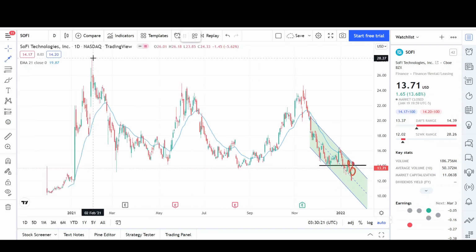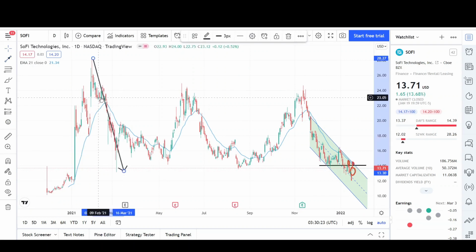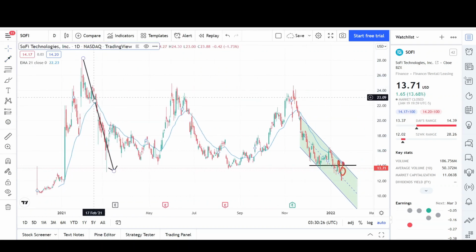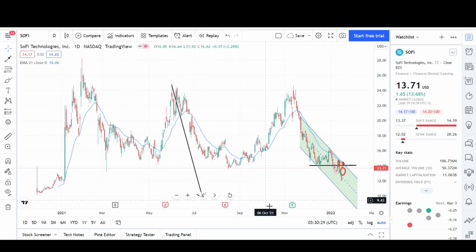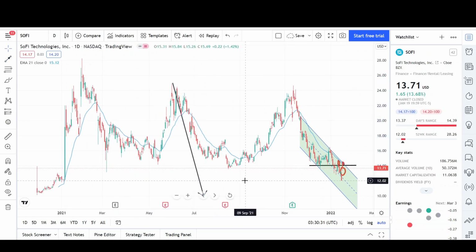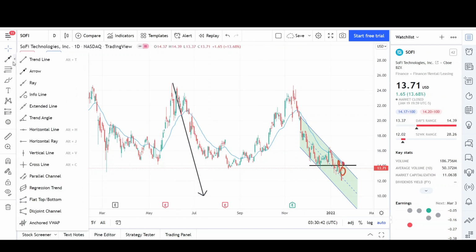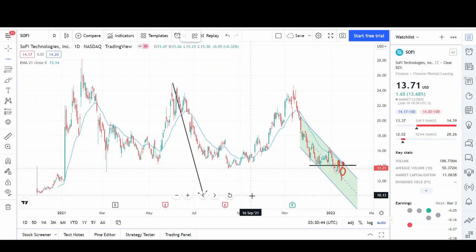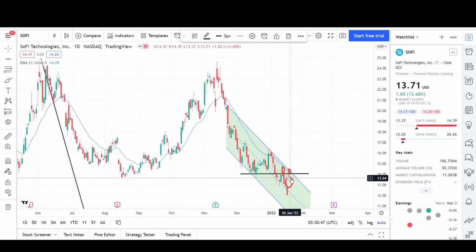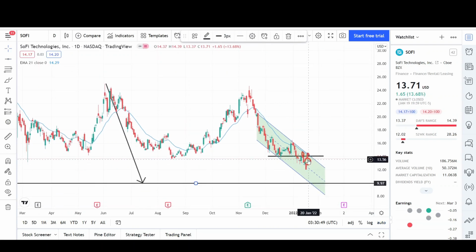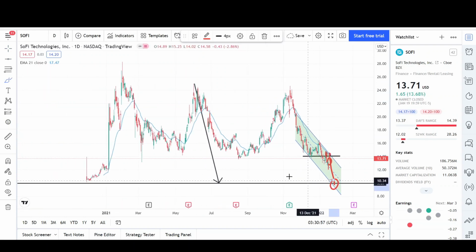So my target for SOFI is still the $9 level. I believe it said it was. Yeah, so I think SOFI can reach the $9 and pretty much the $10 level. The high $9 level, or the low $10 level. So I think that's where SOFI is headed next. It's a strong possibility. And you can see that if the prices were to continue lower in this channel, it would still be able to reach the target that I have for SOFI. So that's pretty much my analysis for SOFI.